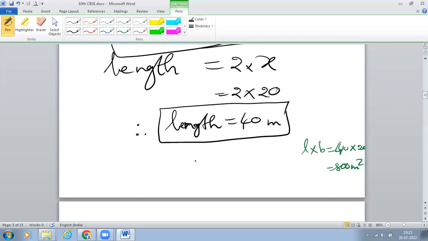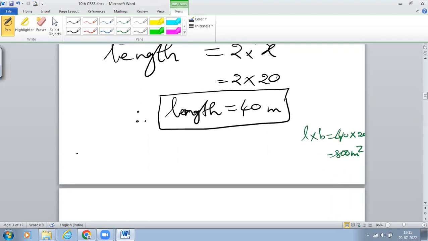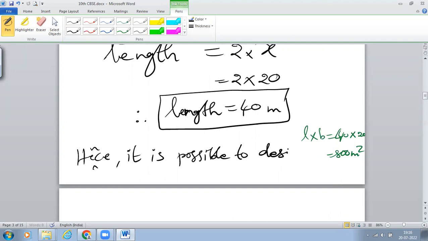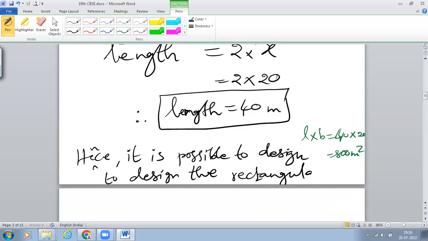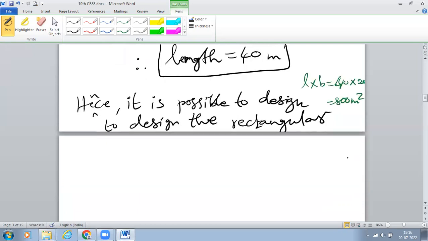I will complete it up to length is equal to 40 meters. Hence, it is possible to design the rectangular mango grove. First question they are asking is whether it is possible or not. Yes, it is possible. Is it possible to design the rectangular mango grove? Full stop.